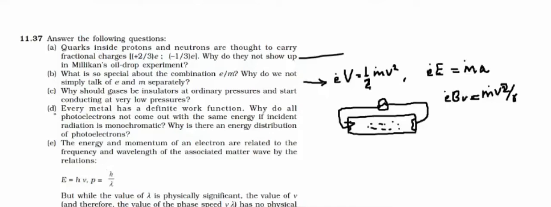Then part D. Every metal has a definite work function. Why do all photoelectrons not come out with the same energy if incident radiation is not monochromatic?